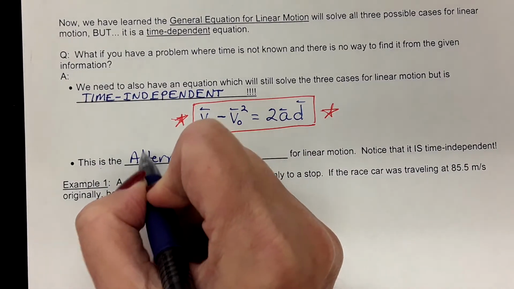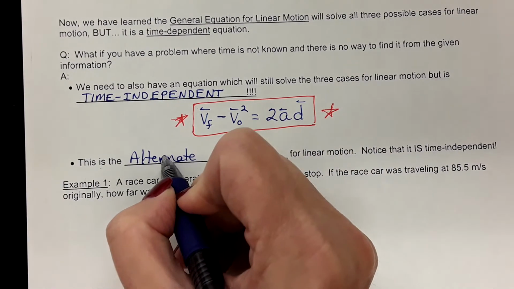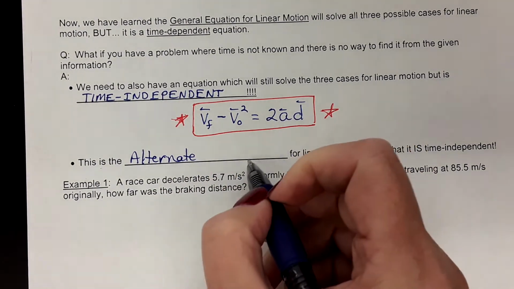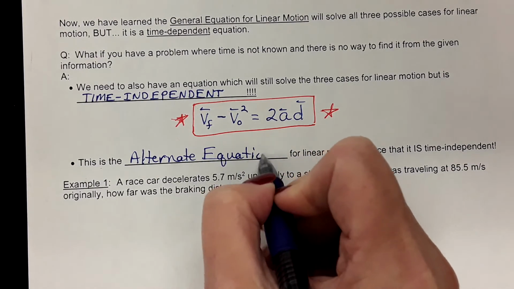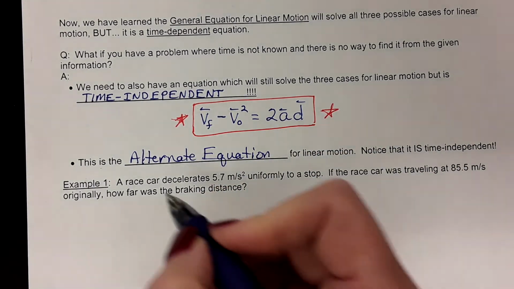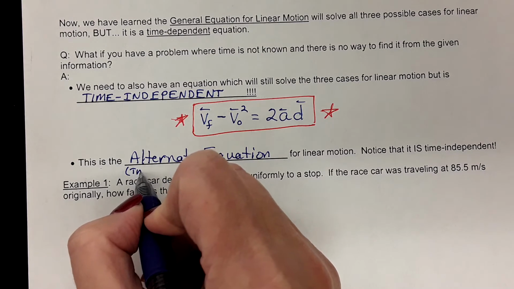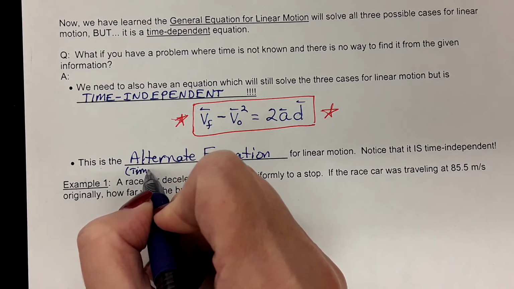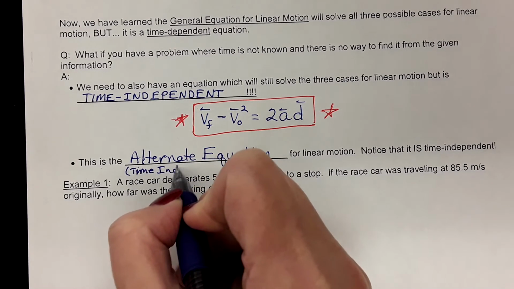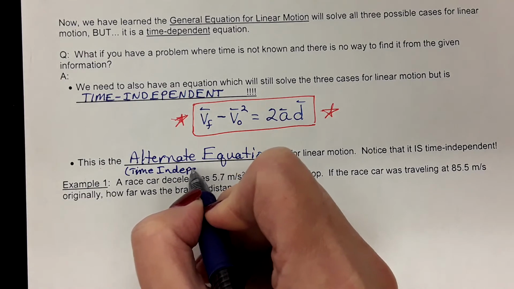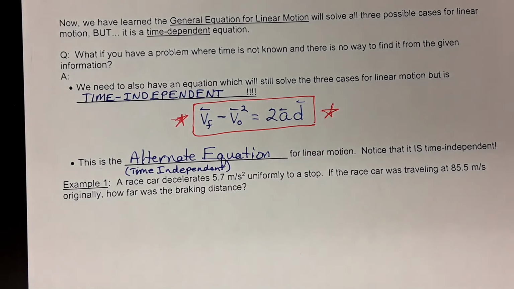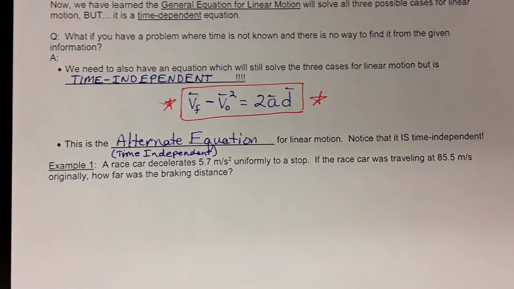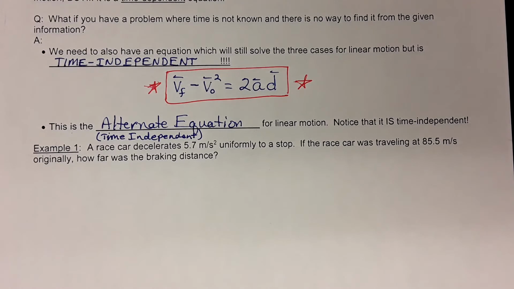Now, why alternate? Well, because it's our alternative that we can use when time is unknown. But you will also hear people call it the time independent equation too. Because it is. It's independent of time. Don't need to know the time. Okay? Now, let's see how we're going to use this one.